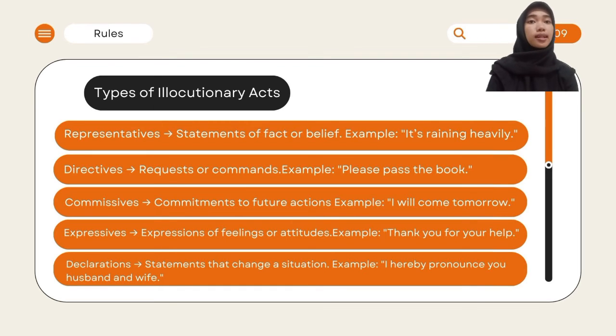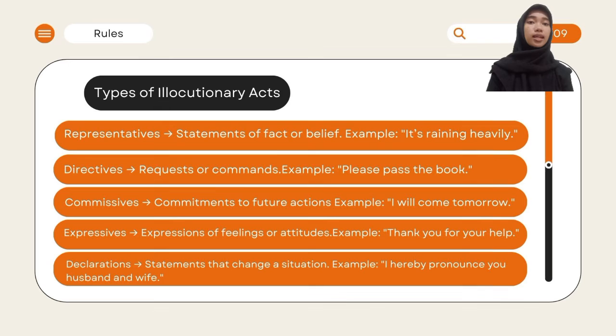Okay, next there are directives. This involves trying to get the listener to do something, such as requests, commands, or suggestions. For example, please pass the book. It is a directive. The speaker is attempting to influence the listener's behavior, asking them to take a specific action. Directives are common in everyday interaction, from polite requests to firm instructions.